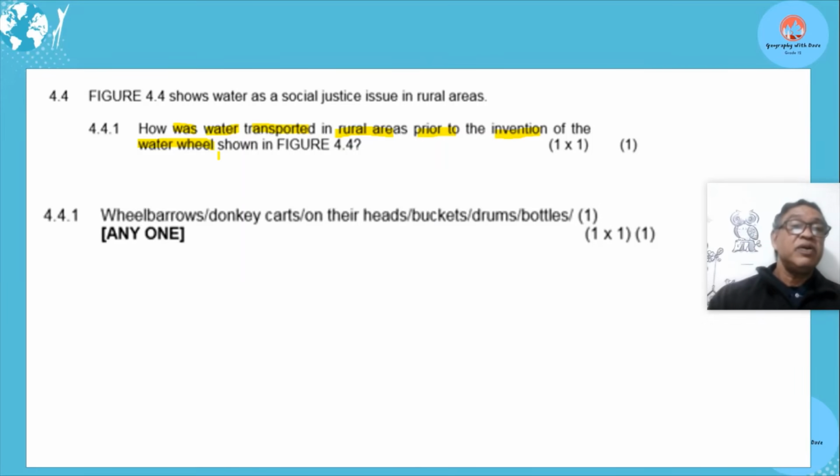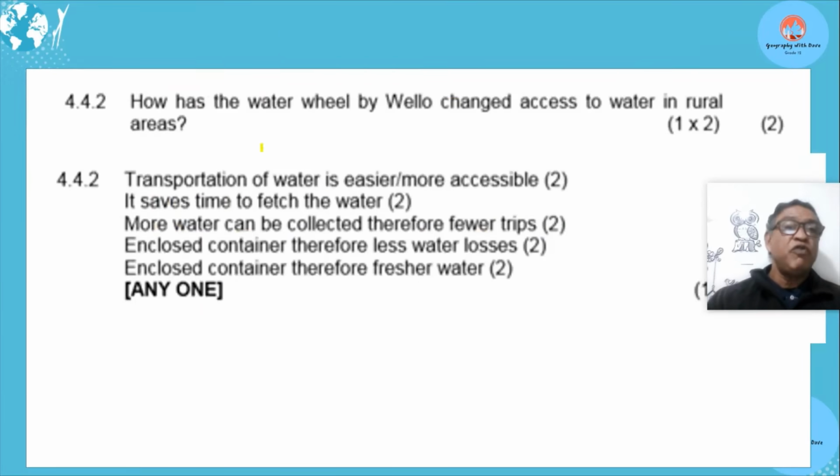Can you see it is telling you that there's some new thing has come out and it's a water wheel carrying water. All right, of course, wheelbarrows, donkey carts, on their heads, in buckets, drums, bottles. Notice a wide variety of answers because we cannot be specific in terms of expecting an answer from you. The reason being that this one actually does not have any hints on the resource itself. So you could give general answers, but generally geographically sound answers. Okay, let's go on.